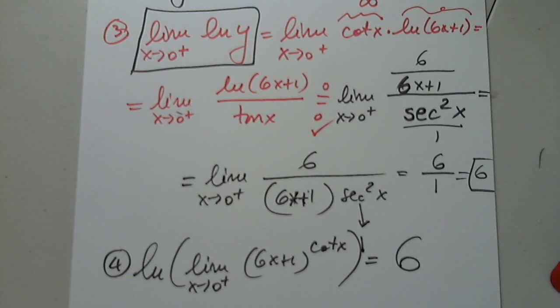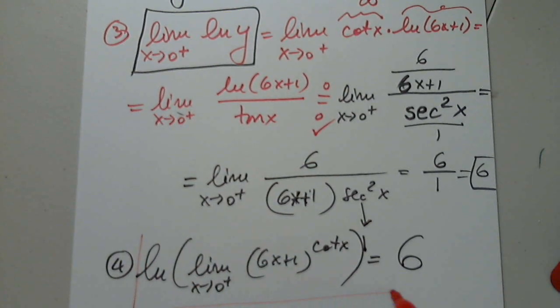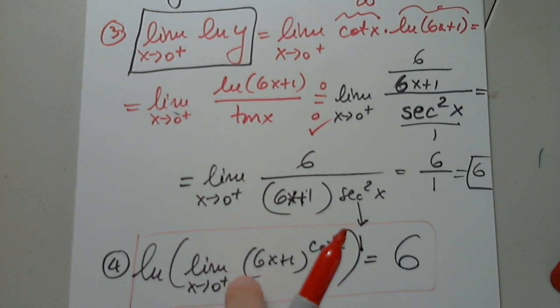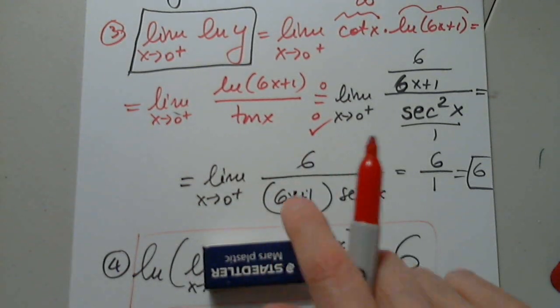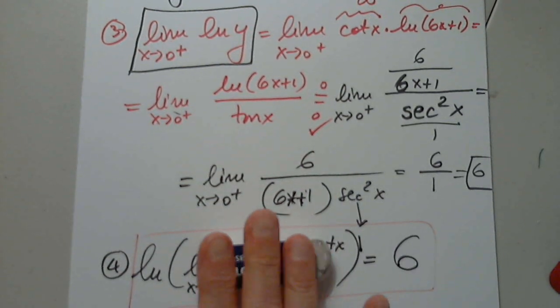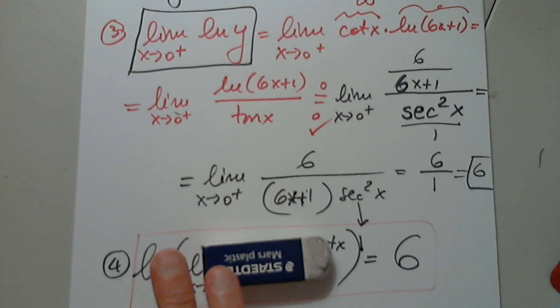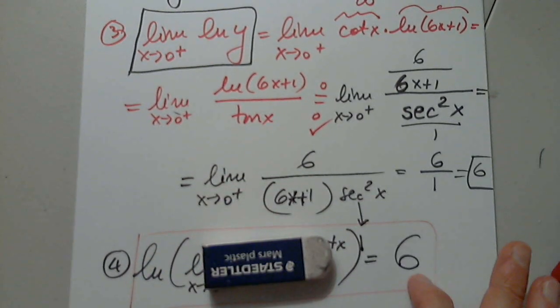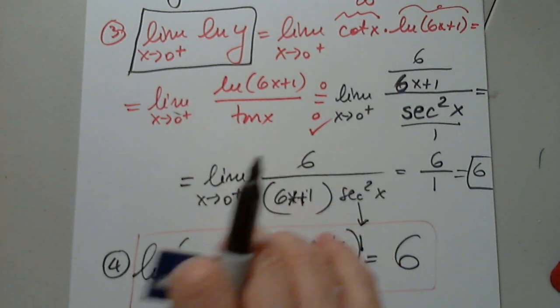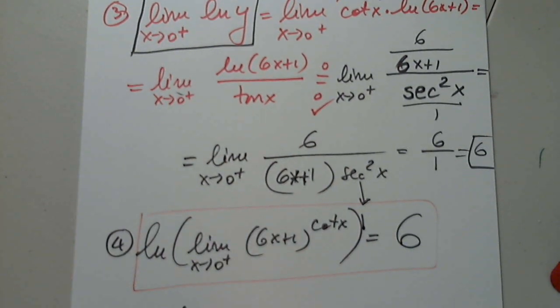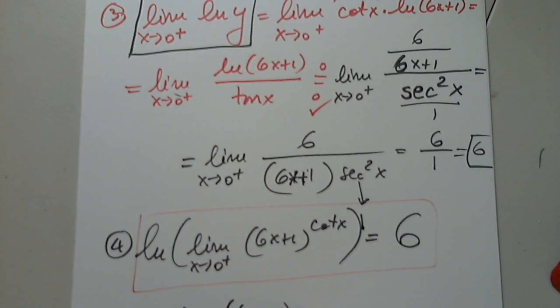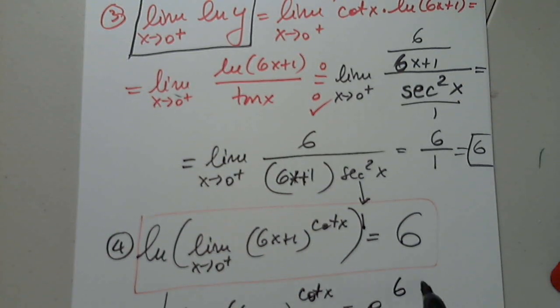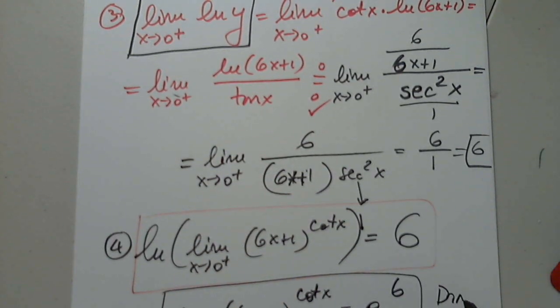Limit as x approaches 0 from the right of natural log y, but I replaced y already, is 6. So this is an equation now, and I have to solve for this. For the natural log of this to be 6, it is e to the power of that. Exactly, e to the power 6. That's it. Limit as x approaches 0 from the right of 6x plus 1 to the cotangent x is e to the 6th. And now I can say done.